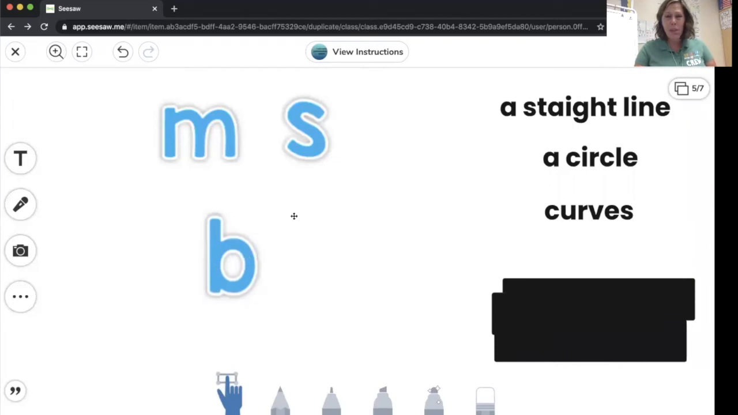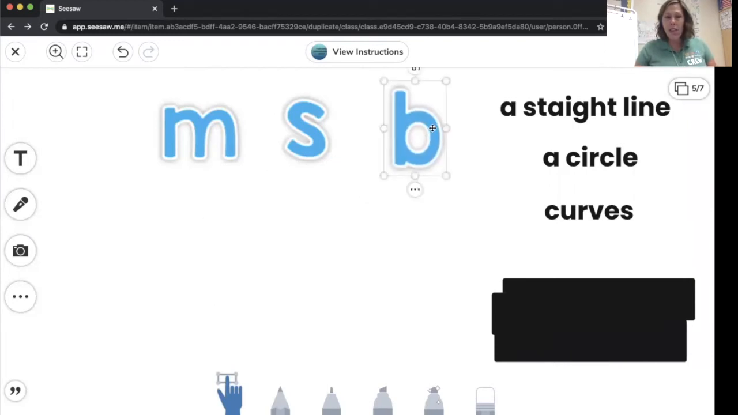Boys and girls, all of these letters look different from each other. There's no letters that look exactly the same, but they do have some parts that are the same. And that's why it's important for us to pay close attention and notice what's the same and different about our letters so that we can easily tell them apart.